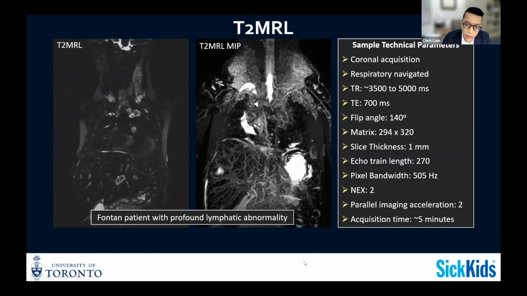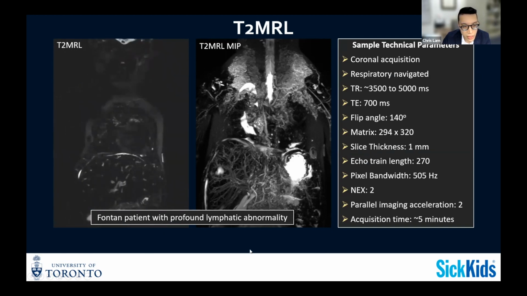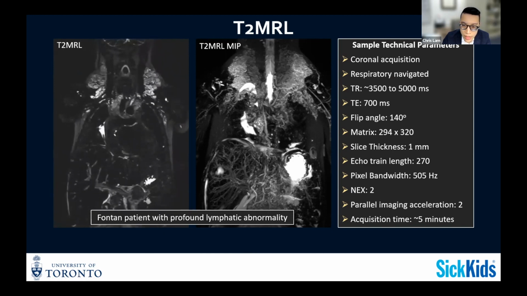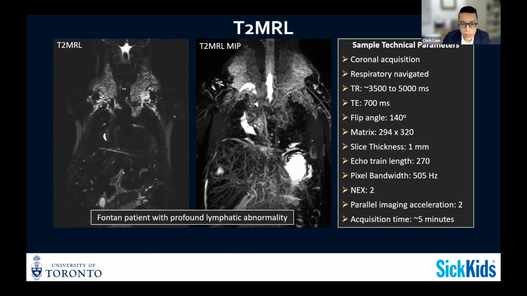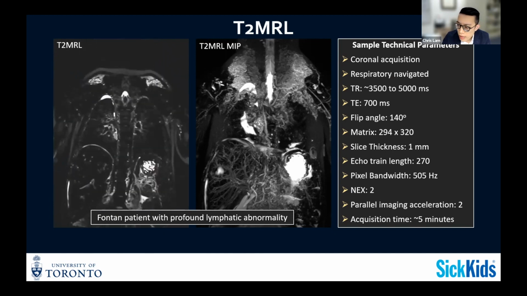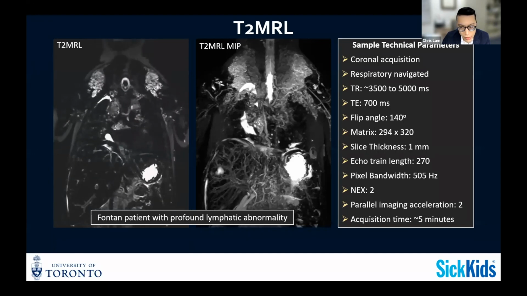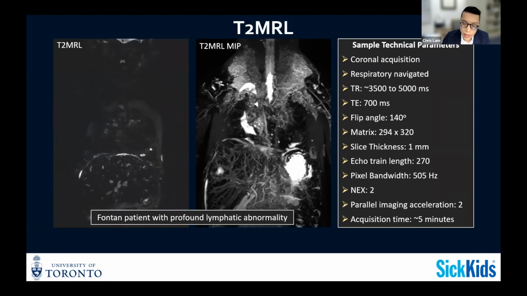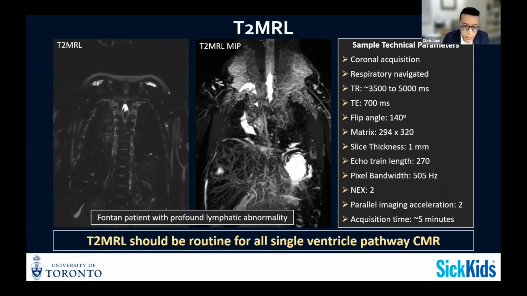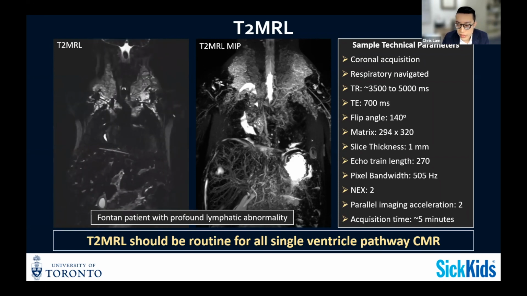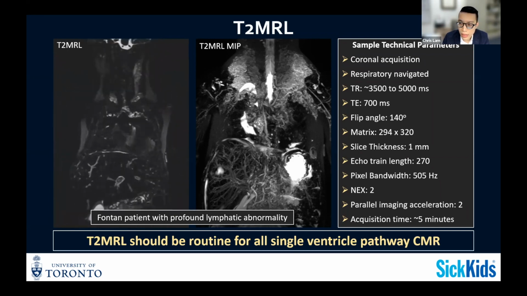So these are sample technical parameters for this sequence, but basically this is a widely available sequence. Anyone can run it. It's been used for years by radiologists for MRCP. So I'm 100% sure you can run it right now today if you wanted to. There are a few things you could do to optimize it for lymphatic imaging, but you don't need to do that. The out-of-the-box sequence will work perfectly well. So in my opinion, T2 MRL should be routine for all single ventricle pathway CMR, and I'll give you some data for why that could be the case later in the talk.